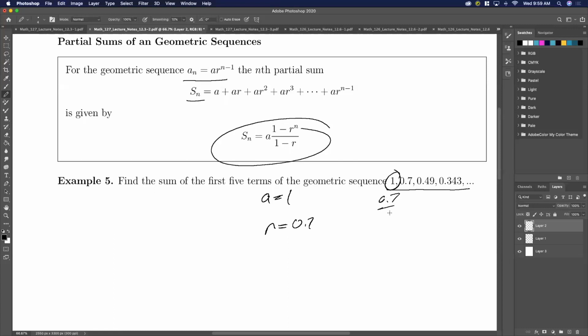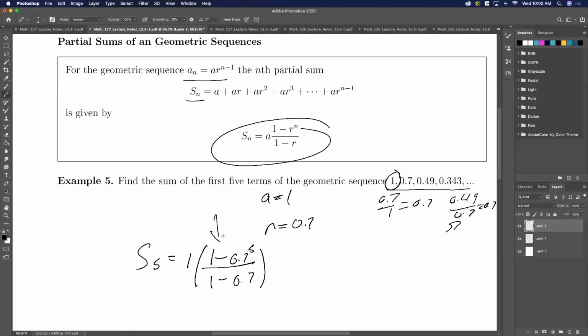So 0.7 divided by 1 is just 0.7. And then 0.49 divided by 0.7 is 0.7. You don't necessarily have to do this, but it's good to double check you didn't make a mistake. Okay, so now we have what A is and what R is. And so we're going to say S of the 5th term, S5, is equal to A, which is 1, multiplied by 1 minus 0.7 raised to the 5th power, divided by 1 minus 0.7.